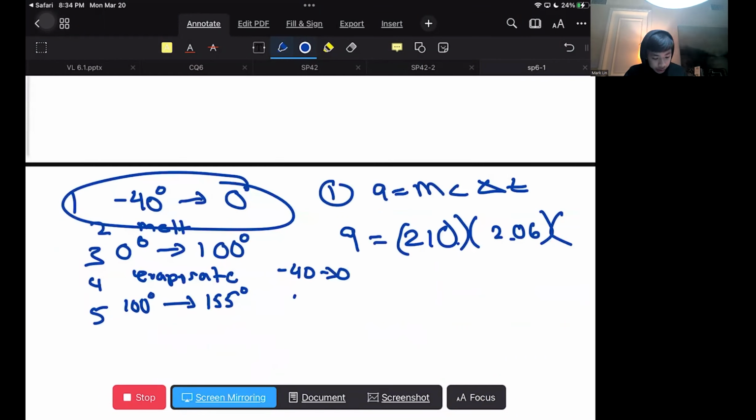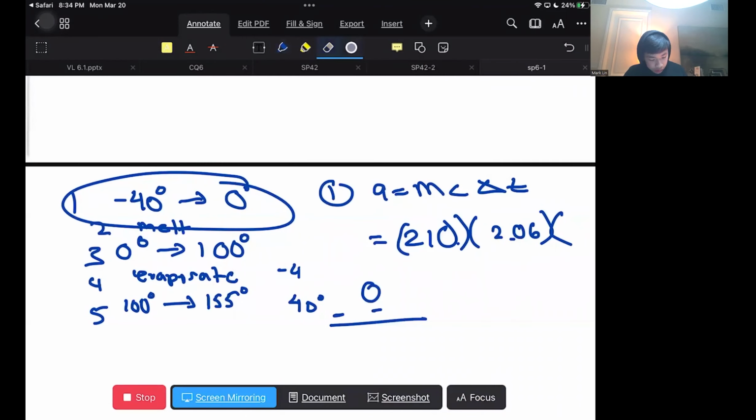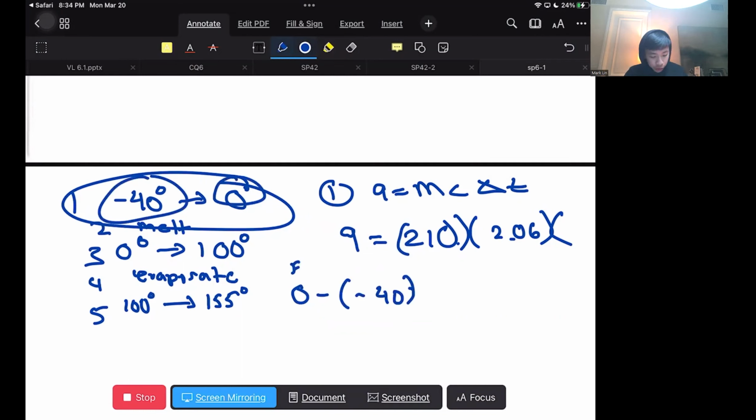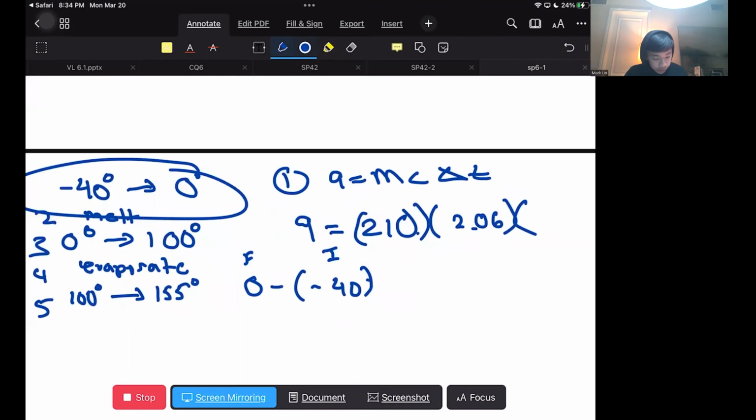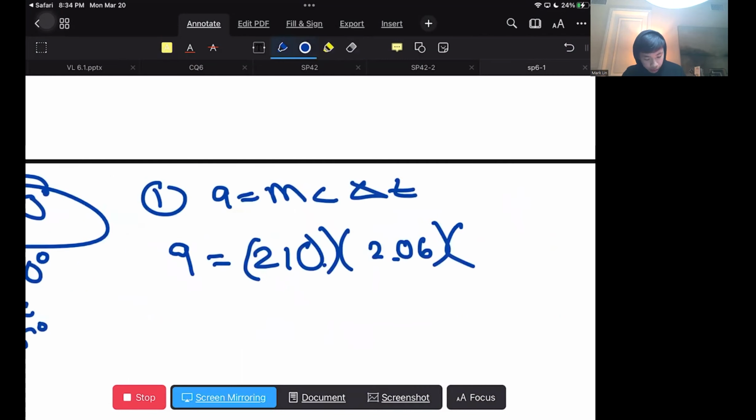And that's going to be 40 degrees. We know this because we're subtracting: 0 minus -40 degrees Celsius, because we have final minus initial. Our final is 0 degrees, our initial is -40. Final minus initial, a double negative turns to a plus. 0 plus 40 equals 40. So it's going to be 40 degrees.